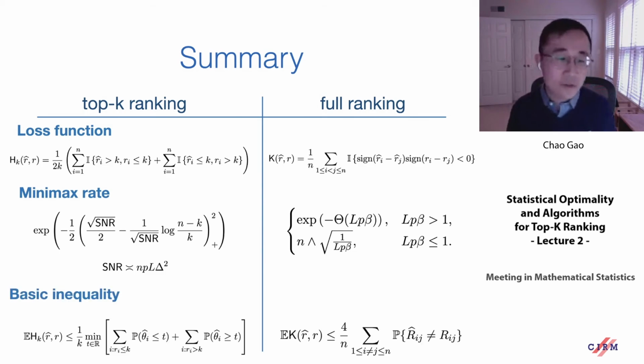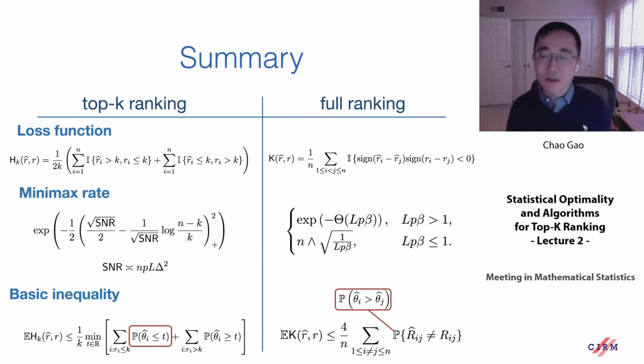Now, the analysis of the two problems depends on two different basic inequalities. For the top K ranking problem, we bound the risk function by the error of the oracle thresholding rule. But for full ranking, we bound the risk by the error of the estimation of the pairwise relation matrix, right? And since in full ranking we estimate the relation matrix using the local MLE, you can relate the probability of error of the relation to the probability that theta_i hat is greater than theta_j hat.